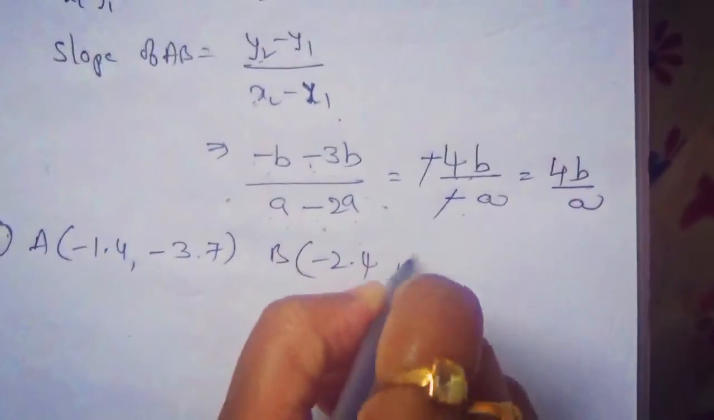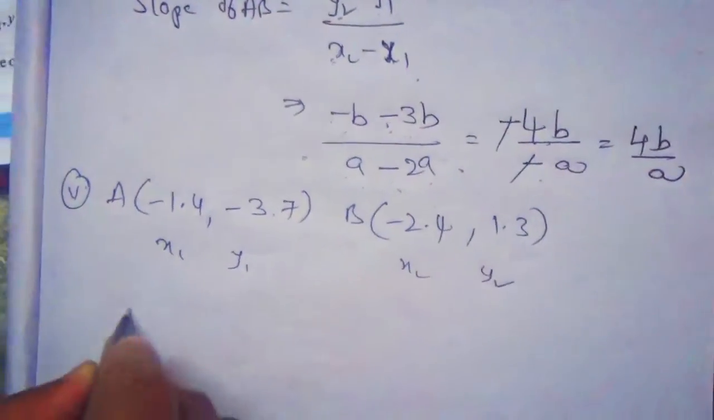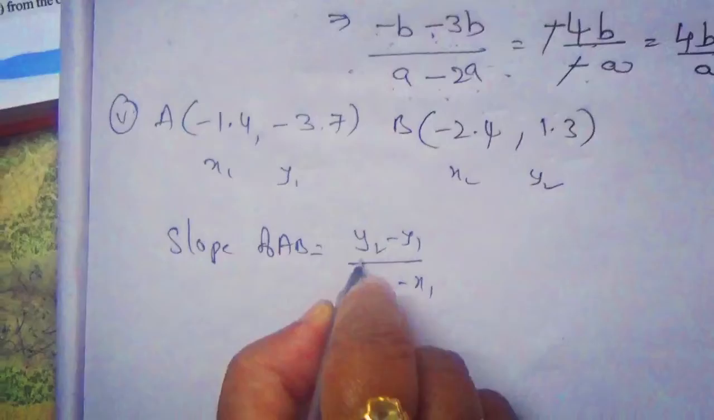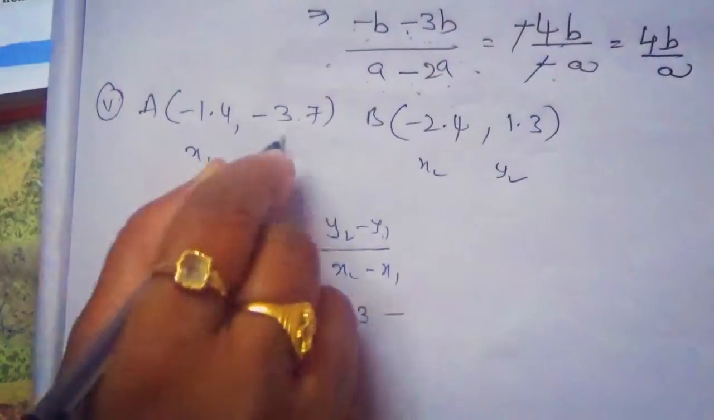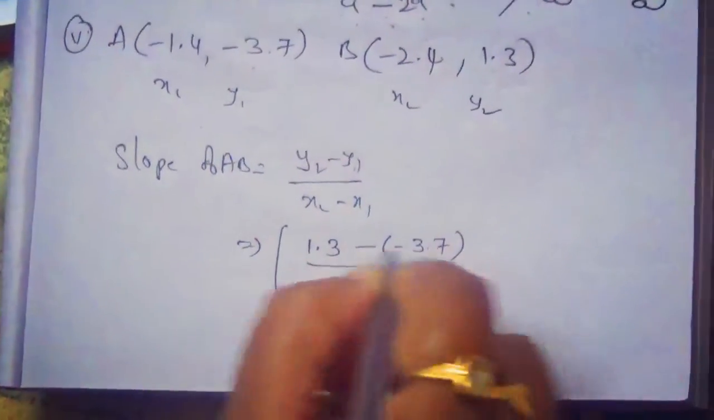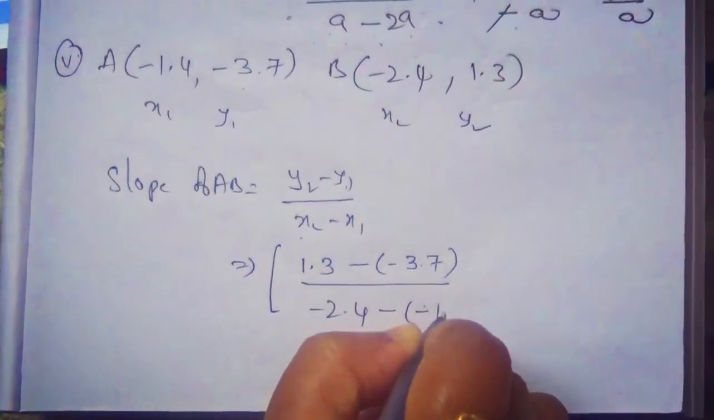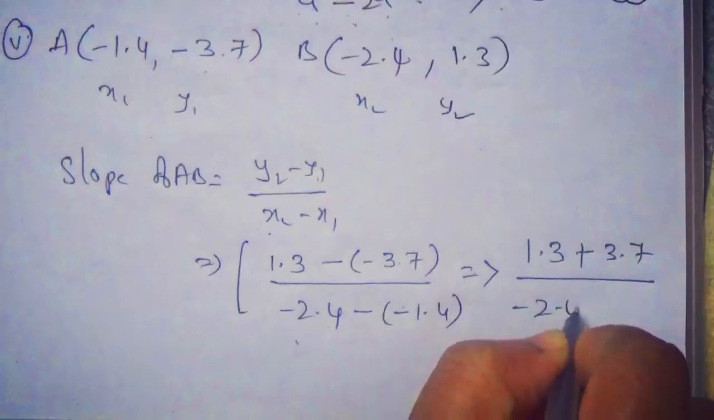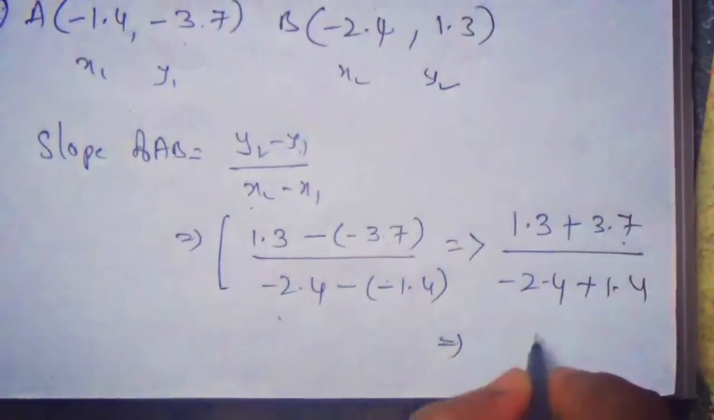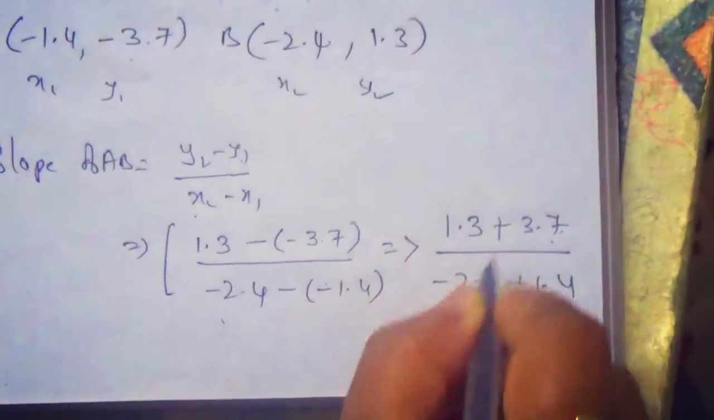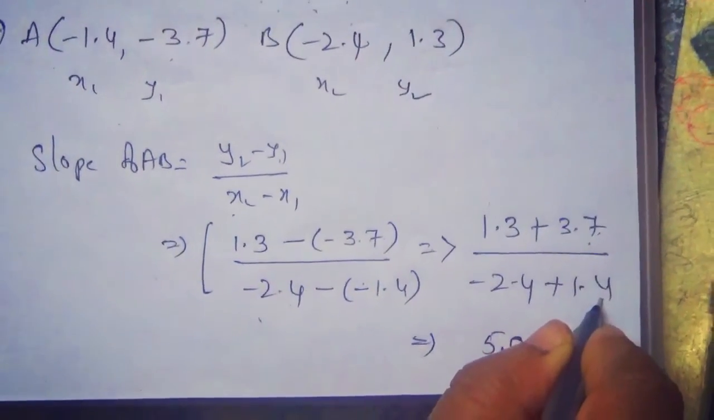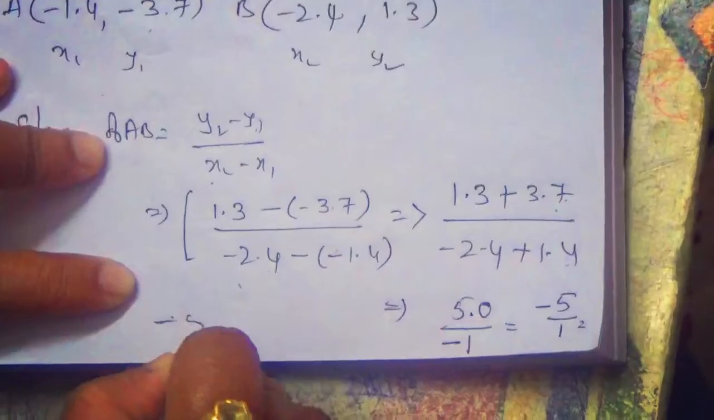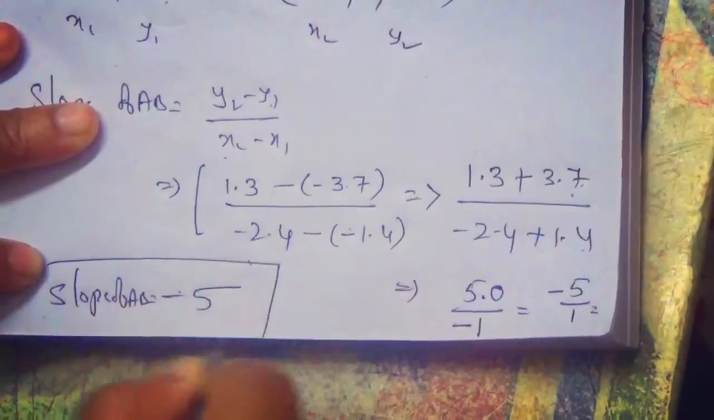The next one, fifth one, that is A of minus 1.4, minus 3.7, B of minus 2.4, 1.3. So x1, y1, x2, y2. Slope of AB is equal to y2 minus y1 by x2 minus x1. That implies y2 is 1.3 minus y1 is minus of minus 3.7, by x2 is minus 2.4 minus of minus 1.4. That is equal to 1.3 plus 3.7 by minus 2.4 plus 1.4. When you add 3 plus 7, 10, 0 and carry 1, so 5 by, 2.4 minus 1.4 is 1, minus 1. That is equal to minus 5 by 1, that is equal to minus 5 is the answer. Slope of AB is equal to minus 5.